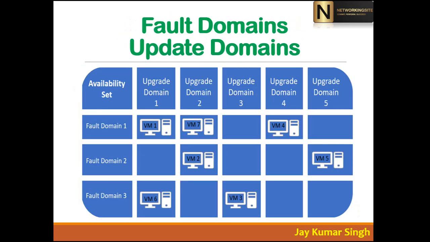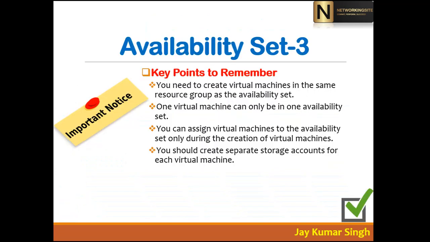So fault domain and update domain. Here we have availability sets. I told you inside availability sets you will find fault domains. A maximum of 3 fault domains are allowed, and update domains you can create 3, 4, 5 till 20. Okay, so you have to create machines inside availability sets, and automatically they will be separated under multiple update domains and fault domains. We'll see this practically during creation.